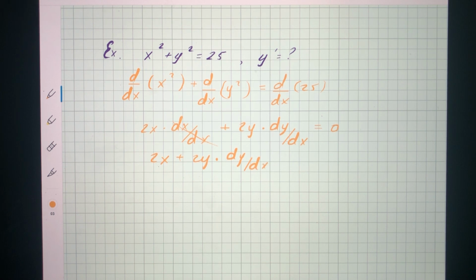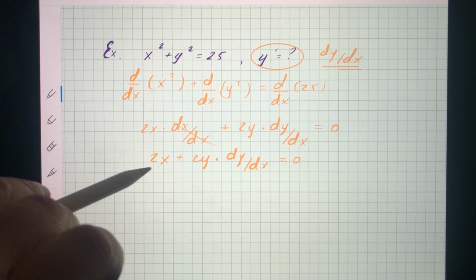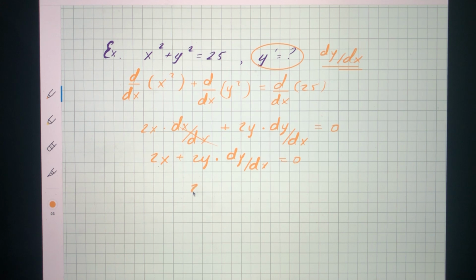And we're looking for the derivative of y, which is named dy/dx. So all we need to do is solve our equation for dy/dx. And that means move the 2x to the other side. On the right side, we have 2y times dy/dx equals negative 2x. And so to cancel the times 2y, we divide both sides by 2y, and we get dy/dx is equal to negative 2x over 2y. And that's how to use Leibniz notation to take a derivative using implicit differentiation.